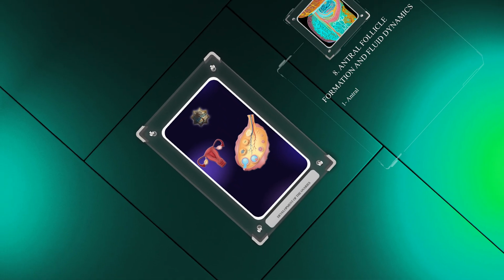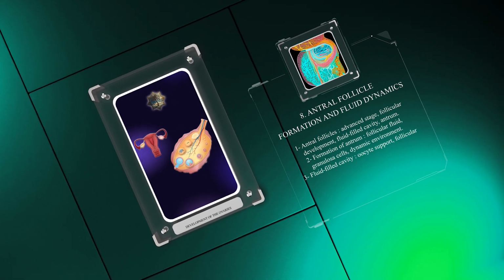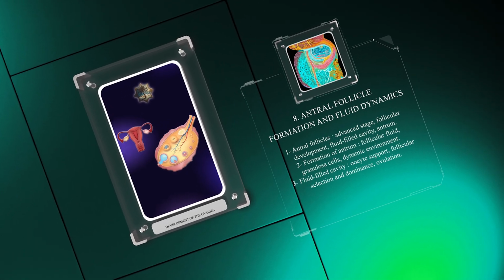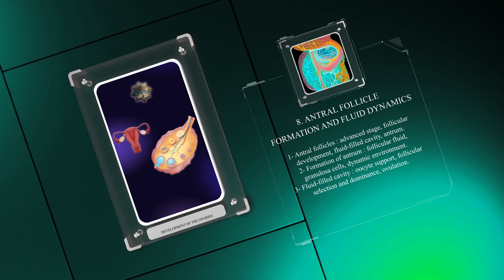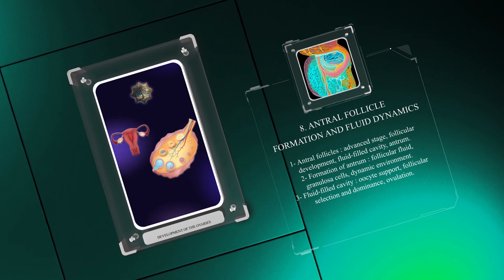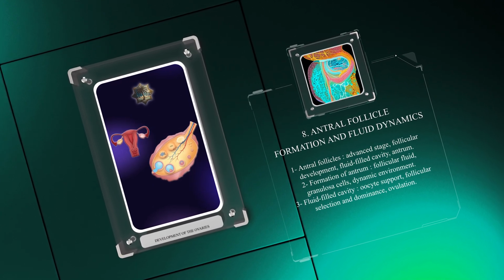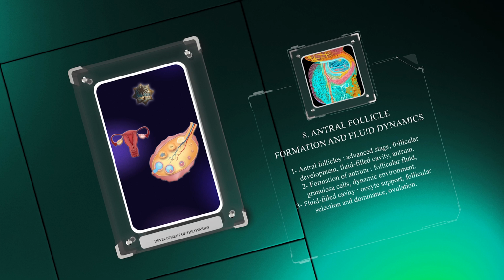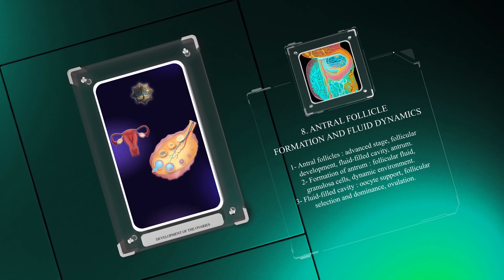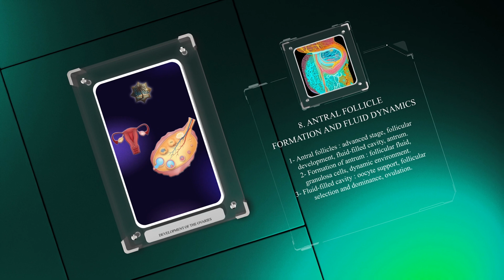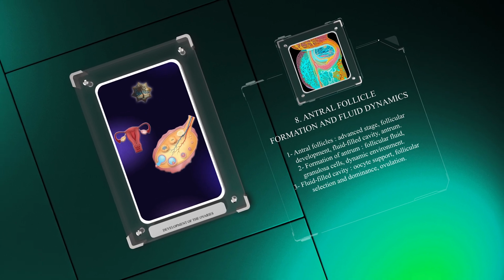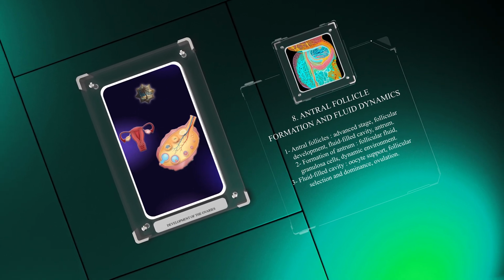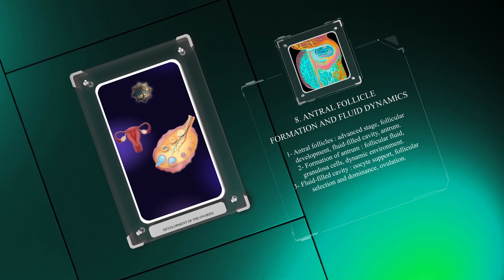Antral follicles represent the advanced stage of follicular development and are characterized by the development of a fluid-filled cavity called the antrum. The formation of the antrum involves the accumulation of follicular fluid, secreted by the granulosa cells, which creates a dynamic environment within the growing follicle. This fluid-filled cavity not only supports the oocyte but also aids in the process of follicular selection and dominance, determining which follicle will eventually ovulate.